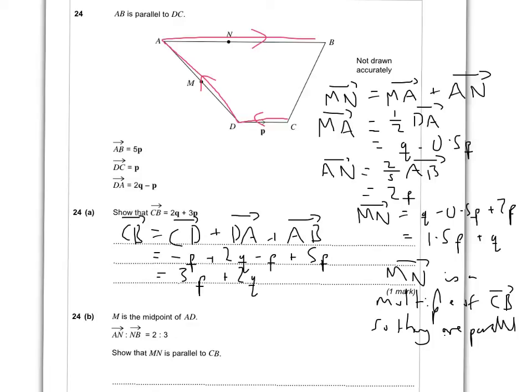That's quite a deep question. Part A is not too bad in terms of just finding a different route to work out what CB is. Part B is just trickier. You have to do a lot more along the way, and you have to know your facts. You have to know that geometric fact that vectors are parallel if one is a multiple of the other one.